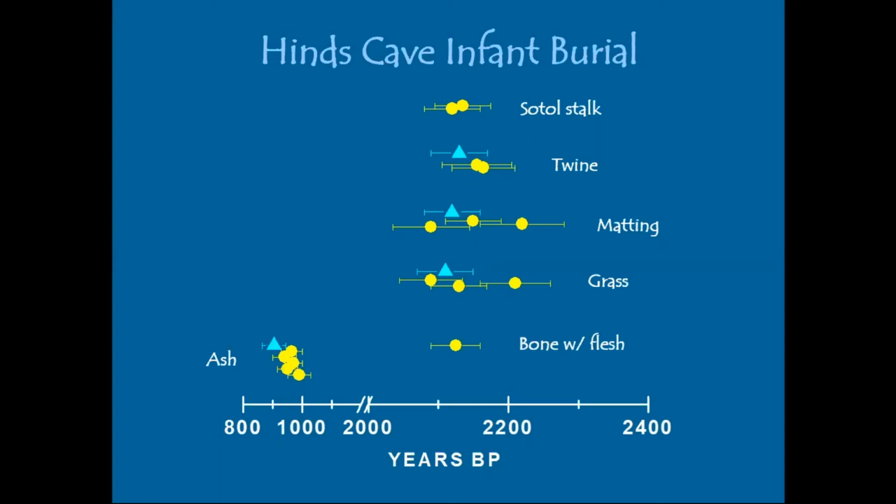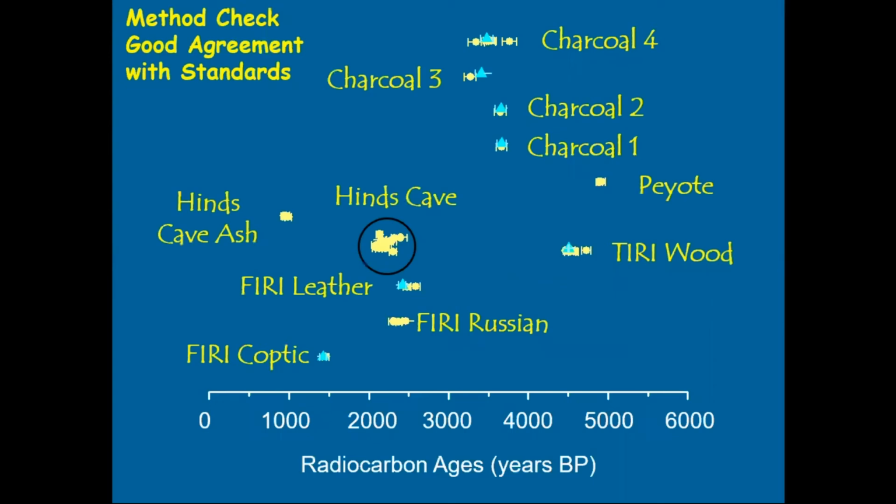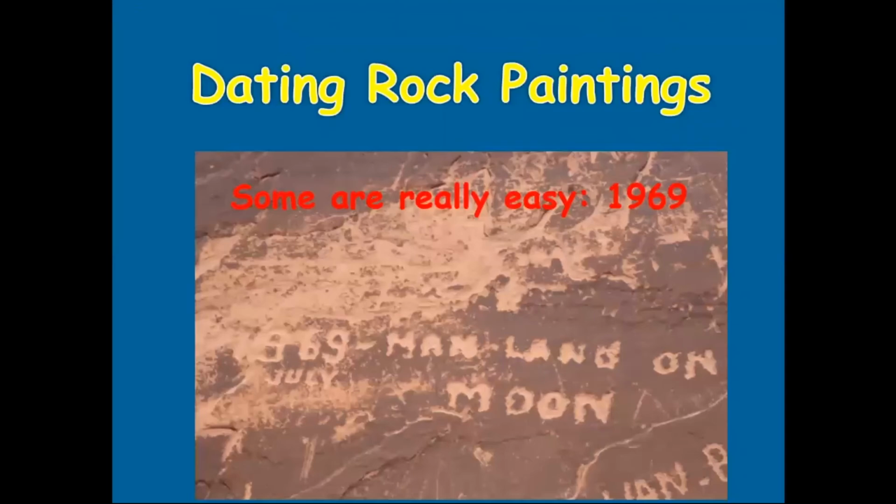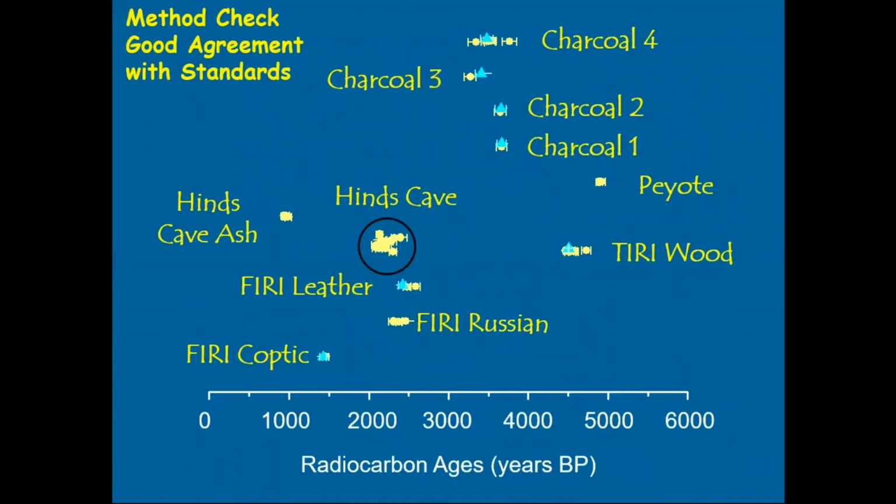The mummy came to the University of Texas in a suitcase, and the ash stick was part of it, but obviously because of the date of the ash, it cannot be part of that infant burial. This just shows part of our checking of known standards: charcoal 4, 3, 2 and 1, peyote, teary wood, Russian textile, Coptic textile, leather, and the ash wood, all showing that we are in agreement with the expected dates.